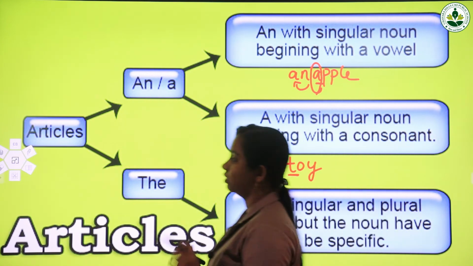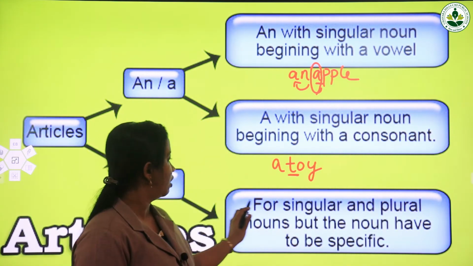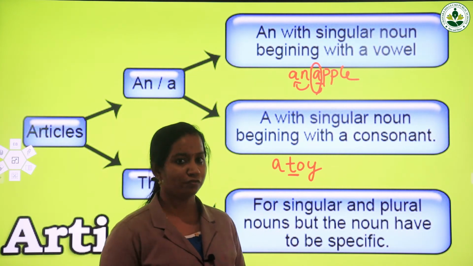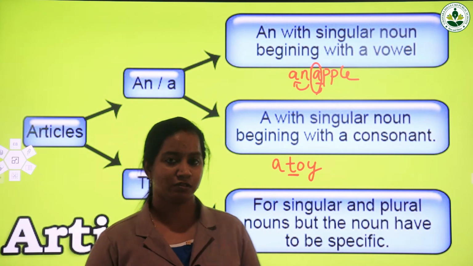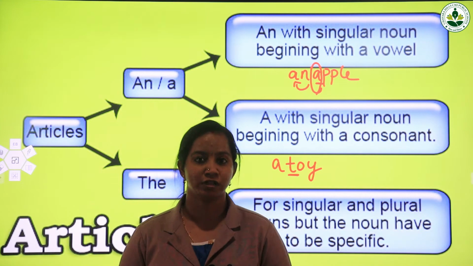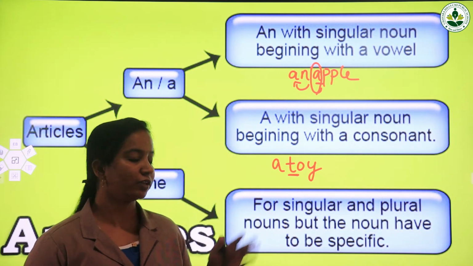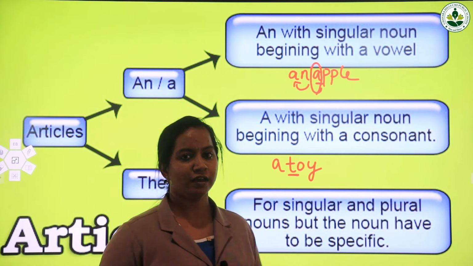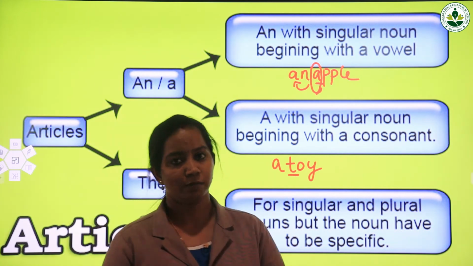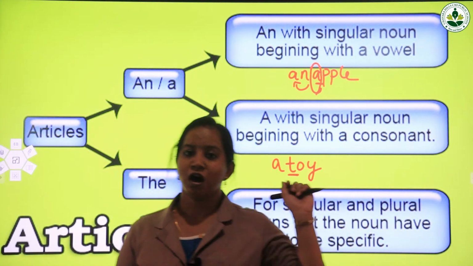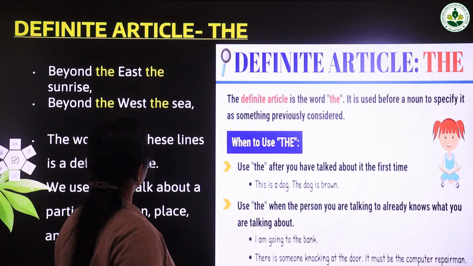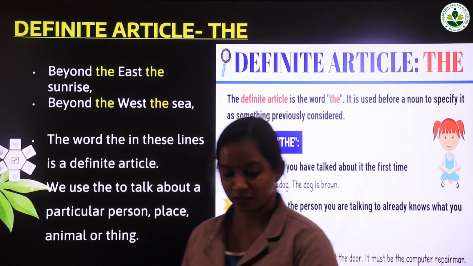We use article the with singular and plural nouns, but the noun has to be specific. We should be sure about the noun. If we are sure about the noun and specific about it, then we will use article the, and it can be used before plural nouns or before singular nouns. So articles are always used before nouns. You have to keep this in mind. Now we are going to discuss article the in detail.